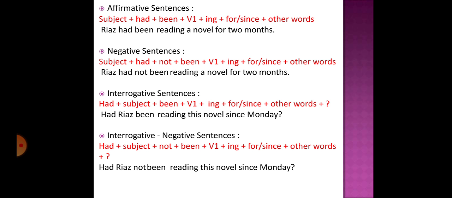Interrogative negative sentence: had plus subject plus not plus been plus verb in the first form, you add ing to it, plus for or since plus other words plus question mark. Had Riaz not been reading this novel since yesterday? So if you add not between Riaz and been, then it can change into a negative sentence. These sentences are formed using had before the subject and not after the subject. So you have to remember that if you want to make an interrogative negative sentence, then you have to use had before the subject and not after the subject.